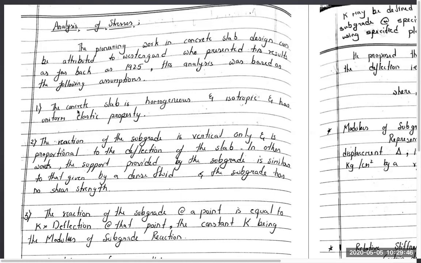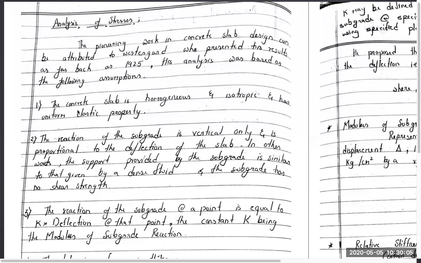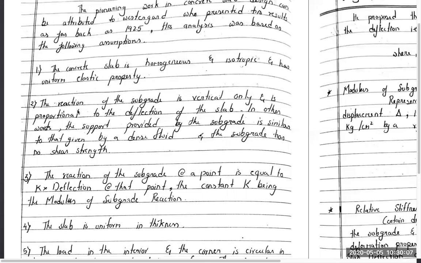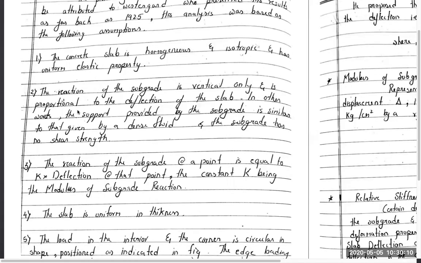The second assumption: the reaction of subgrade is vertical and is proportional to the deflection of the slab. In other words, the support provided by the subgrade is similar to that given by a dense fluid, and the subgrade has no shear strength. What is the second assumption? The reaction of the subgrade is vertical only and proportional to the deflection of the slab. It is behaving just like a dense fluid.